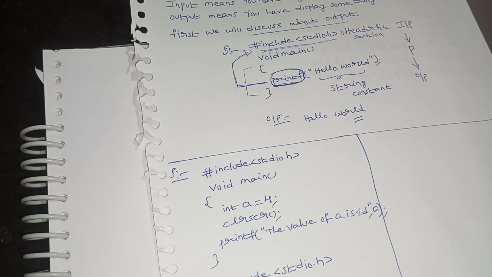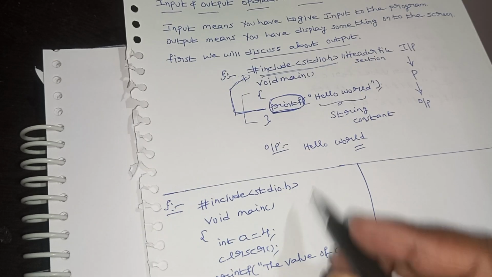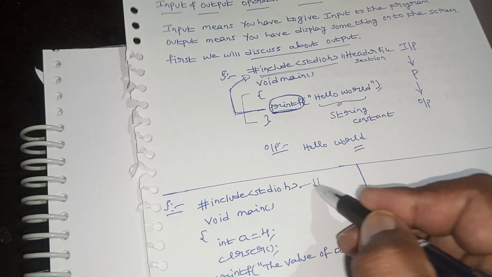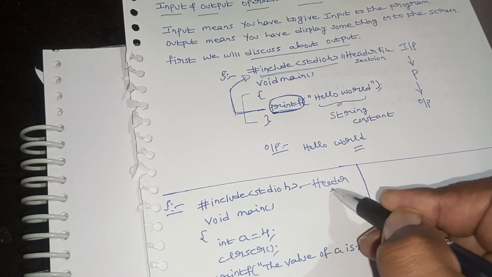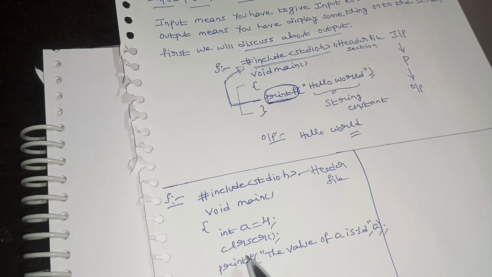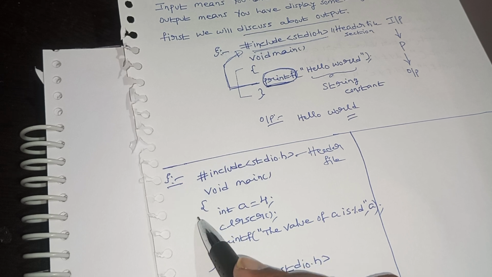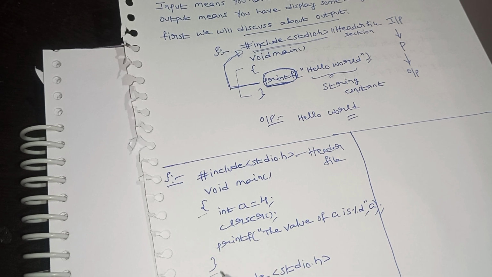Now you see here, for example, void main. This is the header file. Main is mandatory in the C programming language. Now you see here, this is the opening of the C program, and this is the closing.